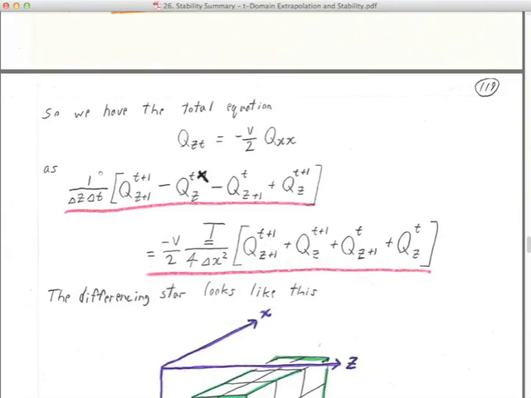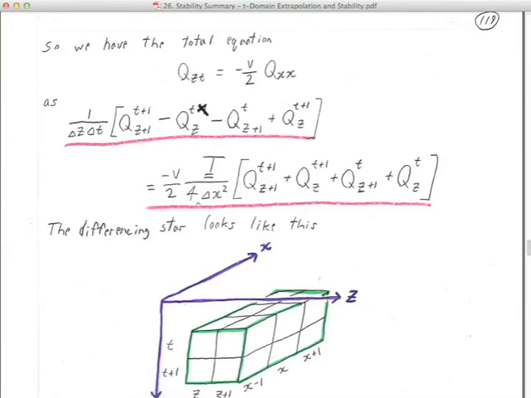What we have now on the left-hand side for the d squared Q dz dt is 1 over delta Z delta T times the quantity Q at T plus 1 and Z plus 1, minus Q at T and Z, minus Q at T and Z plus 1, plus Q at T plus 1 and Z. And on the right-hand side, we have minus V over 2 times 1 over 4 and 1 over delta X squared, times the tridiagonal matrix operating on this vector, which is basically just summing at each x value the same four vectors: q at t plus 1 and z plus 1, q at t plus 1 and z, q at t and z plus 1, and q at t and z.